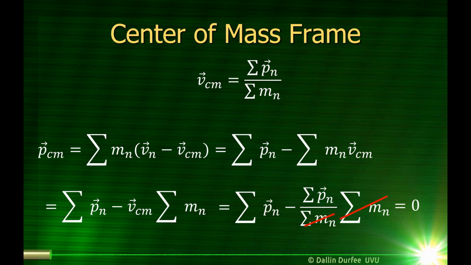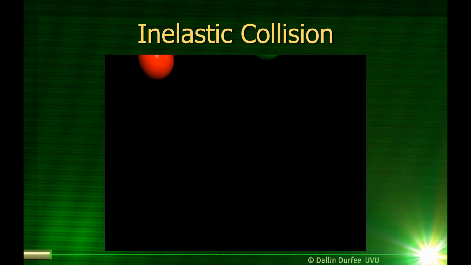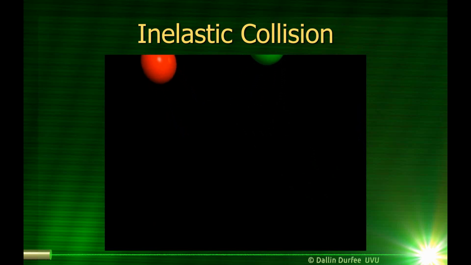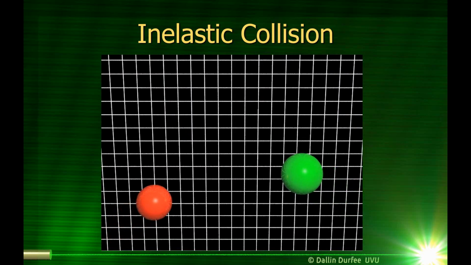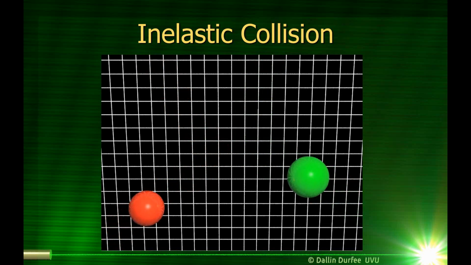So by conservation of momentum, that means the initial momentum of my system is zero and the final momentum of my system is zero. Okay, so now let's look at our inelastic collision. All right, this is the simulation I showed before, but now let's put a grid behind them so we can see how they're moving relative to the floor or whatever, to the wall.